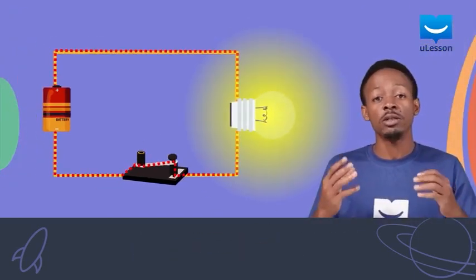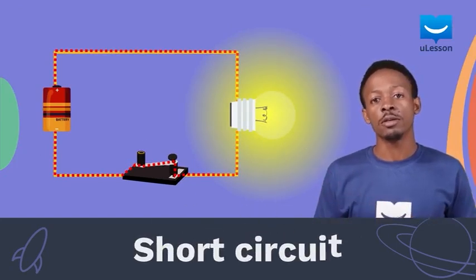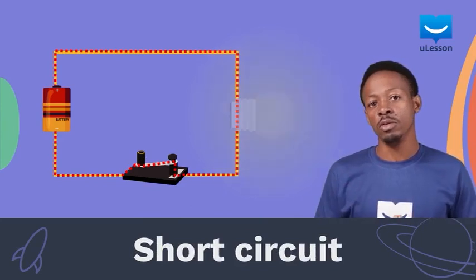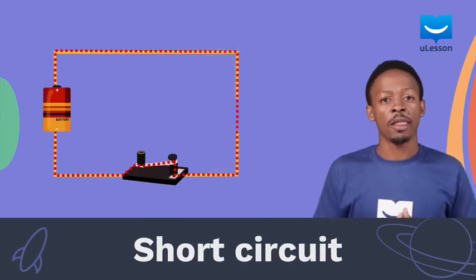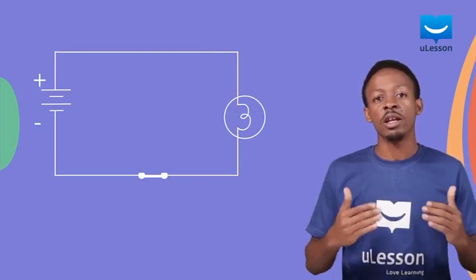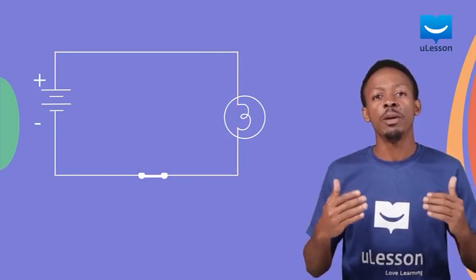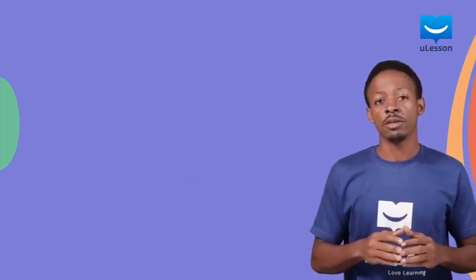There is a special type of closed circuit known as the short circuit. This is a closed circuit in which there is no load. That is to say, the current does no work. Now that we have introduced ourselves to the concept of electric circuits using a simple circuit, let us learn a bit more about some other components that we can use in a circuit.